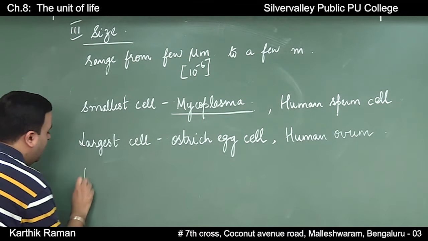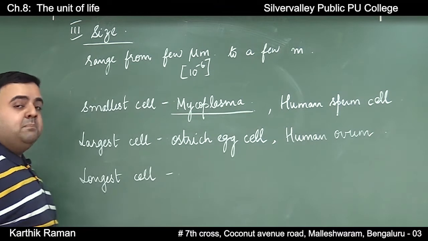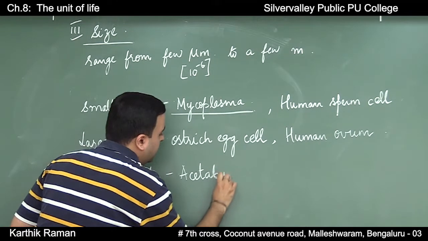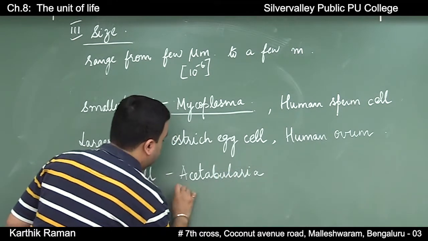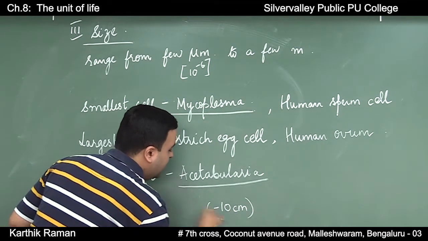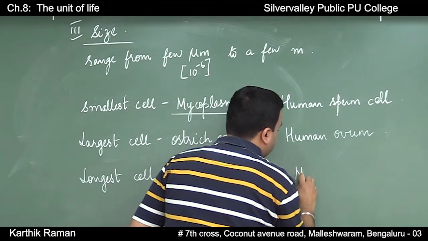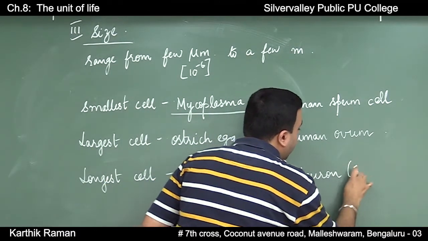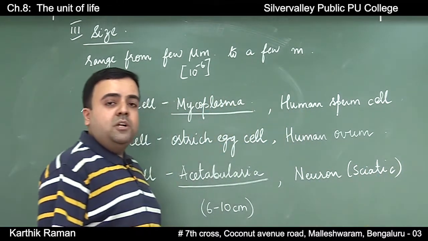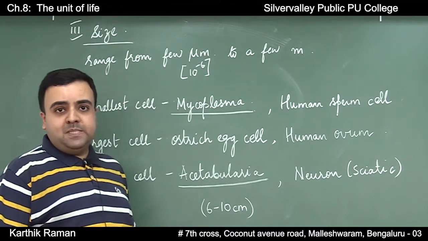Now we are going to look at the longest cell. In the plant kingdom, we have Acetabularia. This is the longest cell. This can grow anywhere up to 6 to 10 centimeters. And in the human, it is the neuron. It is the sciatic neuron. So this is going to extend all the way from the lower back to the lower limbs.